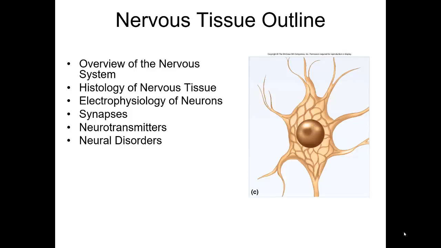We are also going to talk about different neurotransmitters. Neurotransmitters are substances that carry action potential in that space between one neuron to the other neuron, which is called a synapse. To end the chapter, we're also going to talk about the different neural disorders. In part 1, we are going to talk about the overview as well as the histology. In part 2, I'm going to talk about the physiology and the synapses and the neurotransmitters.